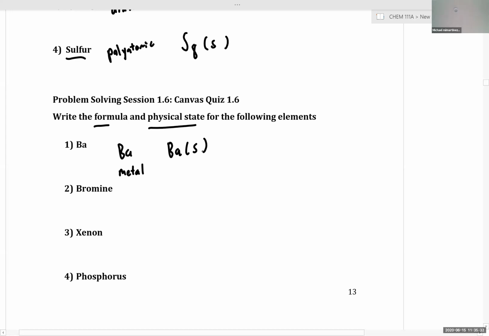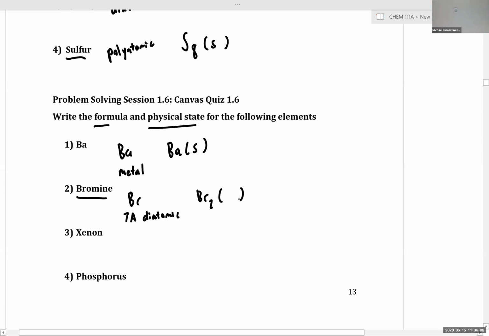I see some responses for bromine, so let's talk through bromine together. So bromine, is it a metal, non-metal? And what's so special about bromine? Is it atomic, diatomic, or polyatomic? It's a halogen, yep. It's a 7A element, so it's diatomic. So we write this as Br2, okay? So we have the formula right so far.